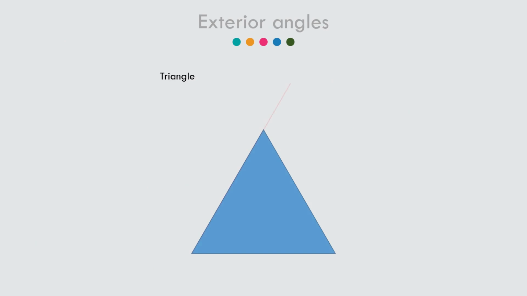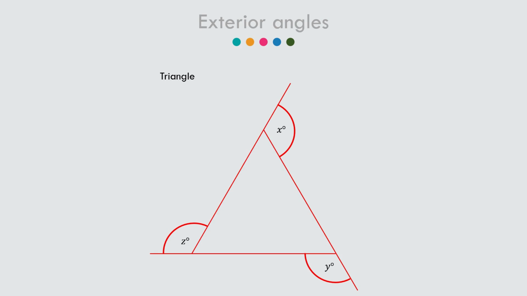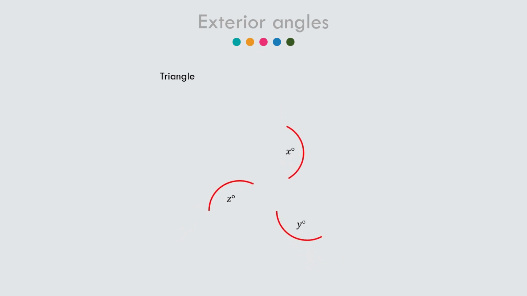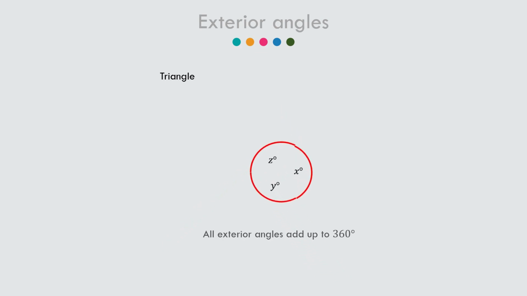If we take a look at this triangle and extend the lines, we can find three corresponding exterior angles, X, Y and Z. Now take away the triangle and the lines. Here we have only the angles X, Y and Z. You can see that when we put these angles together, they form a circle. This is true for all exterior angles of any polygon.